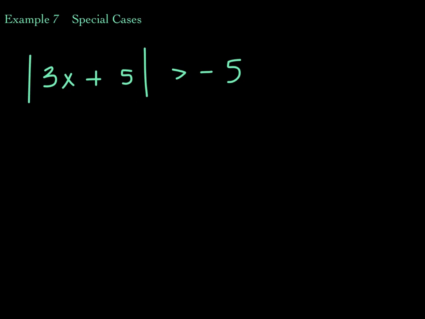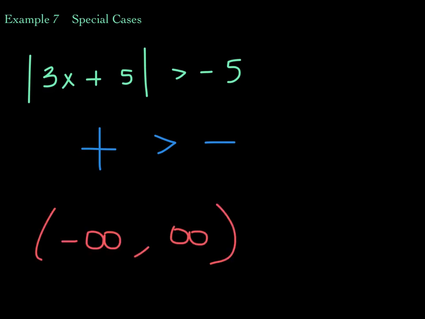For this last special case, when will something positive be greater than something negative? Always. Something positive is always going to be greater than something that's negative. So this relationship right here will always be true. No matter what you plug in for x, the absolute value of this expression will always be greater than negative 5 because something positive is always greater than a negative. So here, be careful, the answer is not no solution. The answer is all real numbers. And of course, all real numbers in interval notation is negative infinity to positive infinity. Okay, so be careful about these special cases.